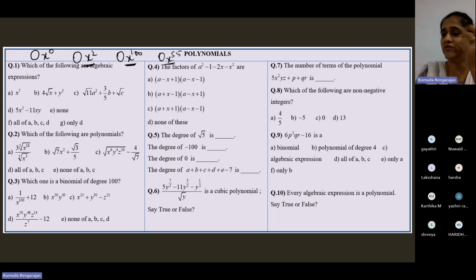How can you give different answers for this question? It should be one answer. What is the degree should be one answer. So we say the degree of 0 is not defined. The degree of 0 is not defined, because 0 can be written in different ways. So all of us can give different degrees for 0, which means the degree of 0 is not defined.